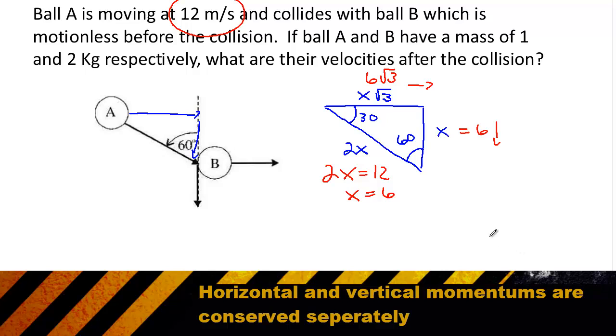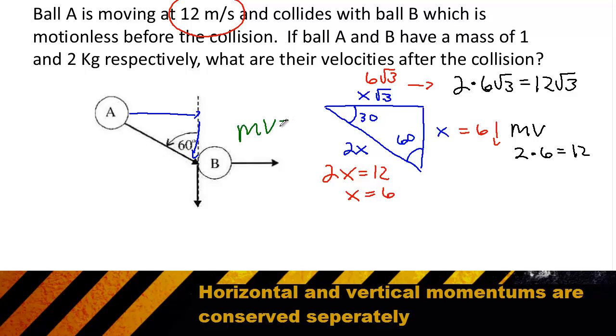The equation for momentum is still the same, just mass times velocity. So in this case, the mass is 2, and the velocity to the right is 6 root 3. So the total momentum to the right is 12 root 3. Likewise, we can calculate the downward momentum. Same equation, mass times velocity, or mass of 2 times the velocity of 6, or simply 12. Now, let's look at the momentum in ball B. Well, ball B isn't moving, so ball B's total momentum is simply 0.